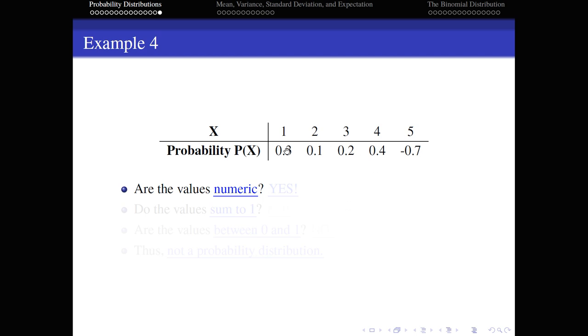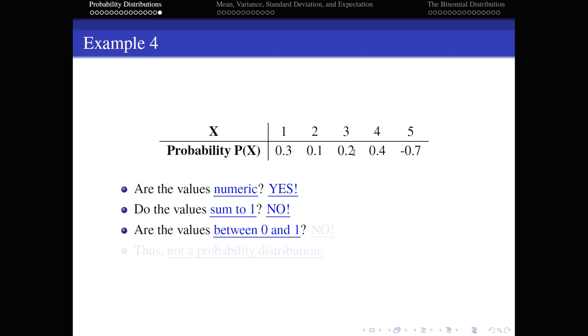Note that these don't have to be fractions. These can be decimals too. All the x values are numeric. The values do not sum to 1, and again, if you add all these up on your calculator, you're not going to get the answer 1. And the values are not all between 0 and 1, so this is not considered a probability distribution.